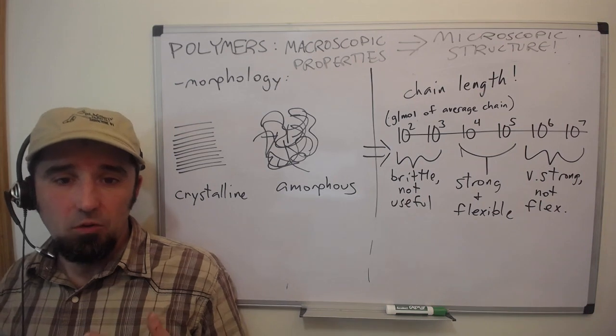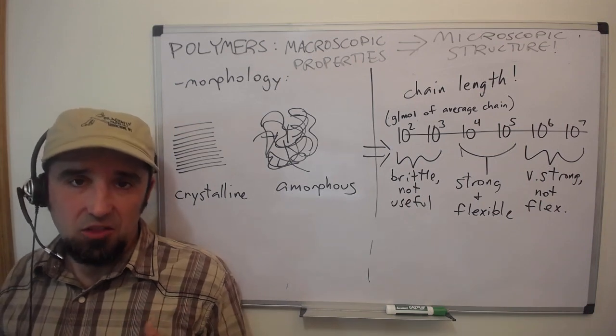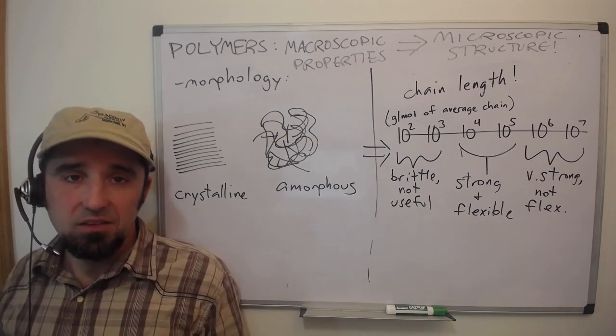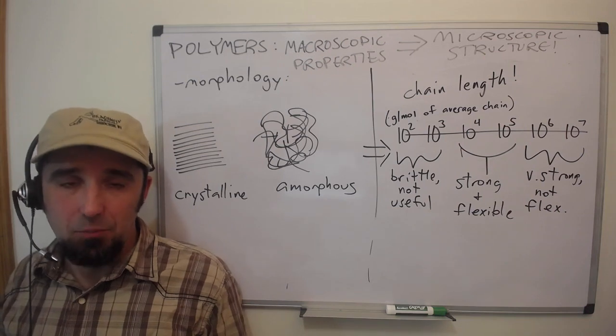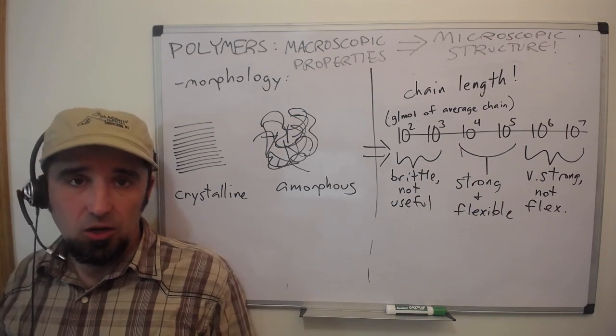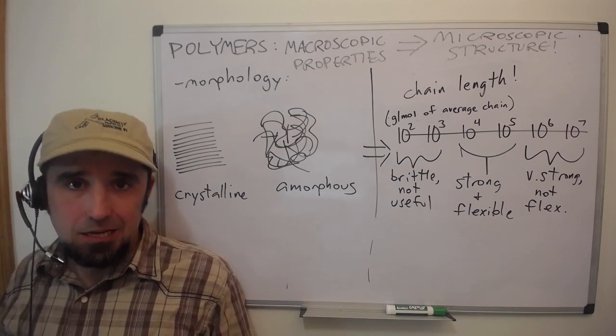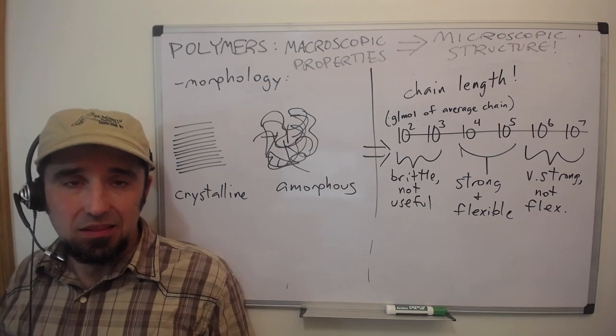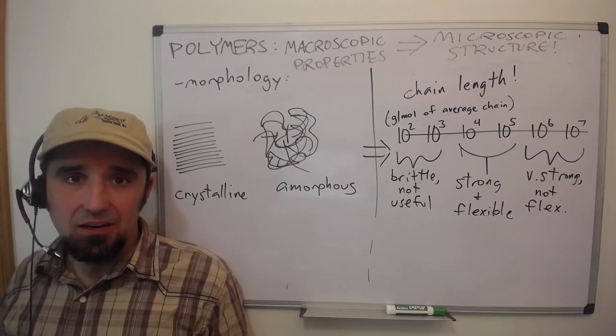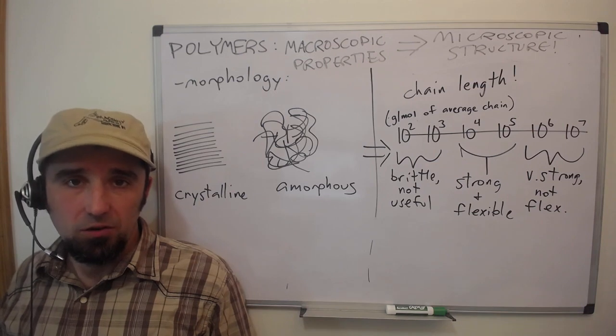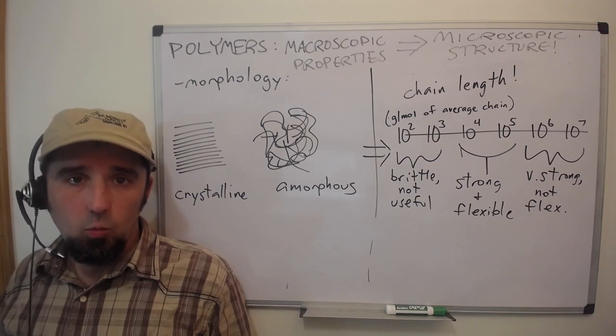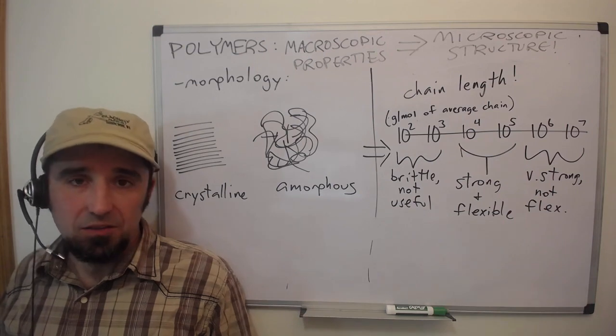But the main point for this section is that those macroscopic properties come from the microscopic structure, right? So we're going to think like chemists in how we design these polymers. Again, a polymer is just a chain of small molecules one after another. Okay? So what kind of microscopic structure do we mean? Well, first we can look at the chain length, right?